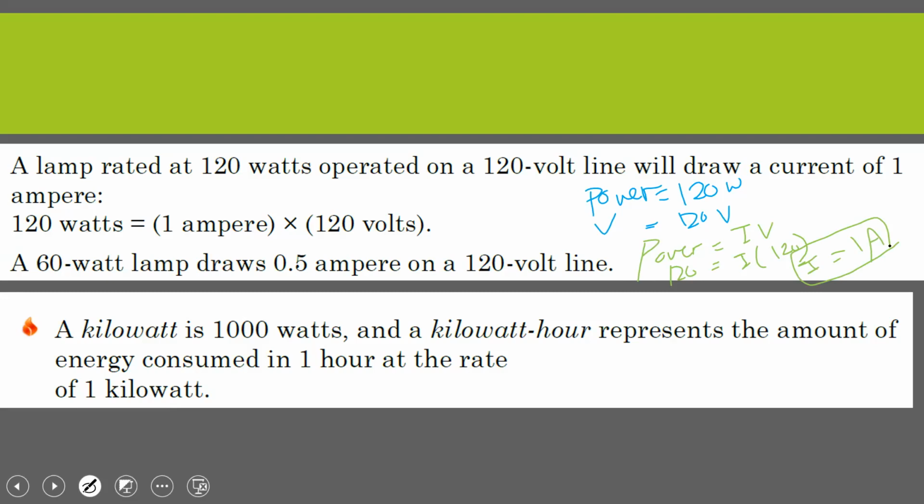Now there's another, or not another, like an extension of the unit watt. We call it kilowatt. Kilowatt means 1000 watts. And kilowatt hour represents the amount of energy consumed in 1 hour at the rate of one kilowatt. So sometimes if I tell you we have 5 kW, 5 kilowatt, that means 5000 watts.